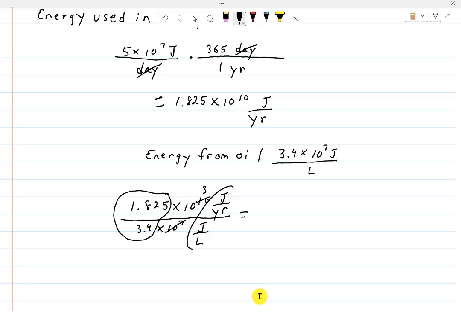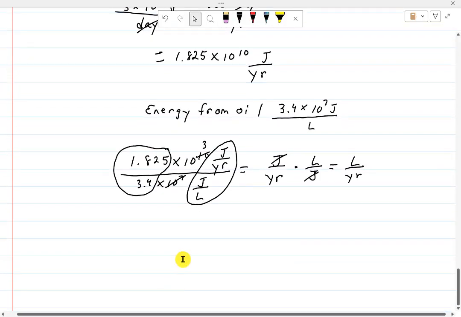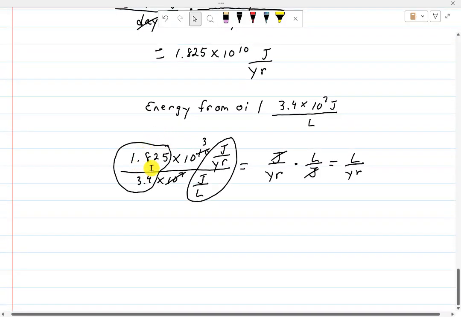Now these units are interesting because I have J divided by YR times, you flip the bottom fraction, so you'll get an L over J, and this will give you liters per year, which is exactly what we're looking to do. So as soon as I get this, we're set. Let me have the calculator do these pieces.